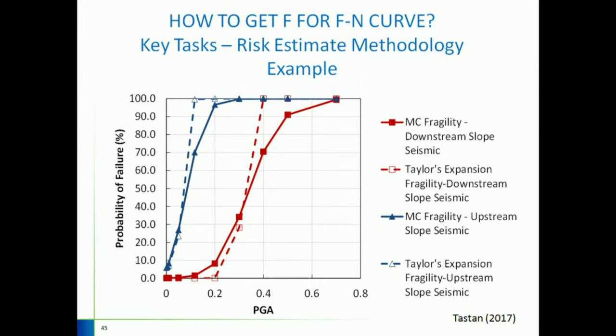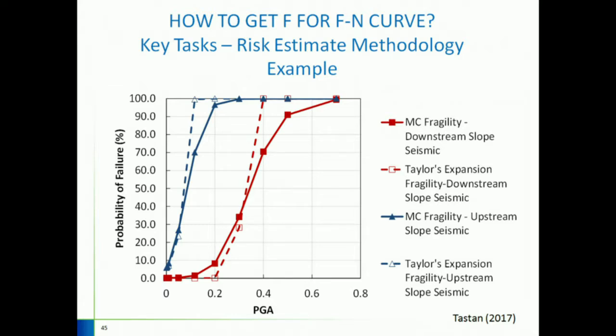For a given earthquake level, say the PGA was 0.2, we compare Taylor's expansion and Monte Carlo simulation. This one is Taylor expansion, this is Monte Carlo for different failure modes. You can see they are tracking pretty closely for different earthquake events. They're not much different. So Taylor's expansion, as proposed by Army Corps, works pretty well.